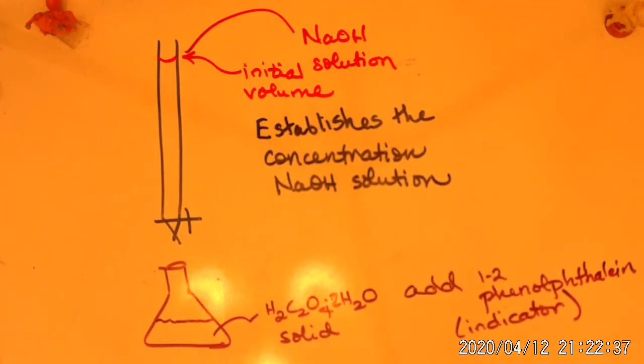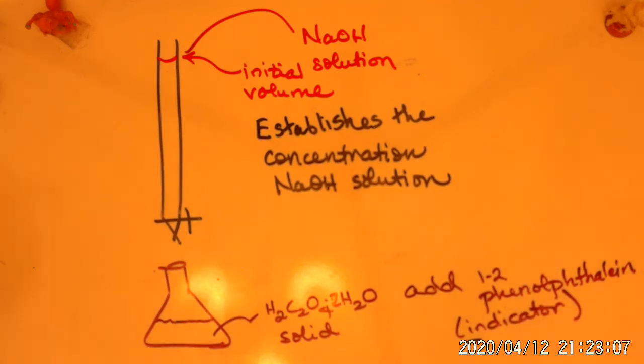Okay, so let's go through and talk about what an indicator does. I think you've seen this before. Let's talk about what an indicator does, and then we'll move on to actually talk about what we're going to do after we do this titration. And then we'll go through and get you some data. An indicator changes color upon a change in pH.